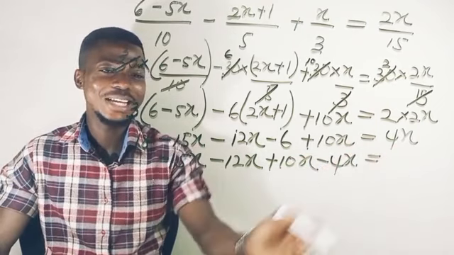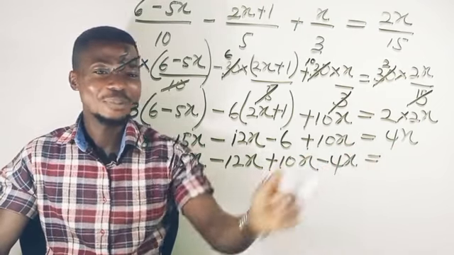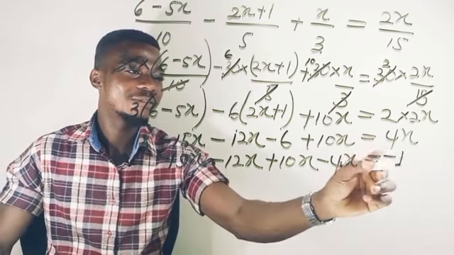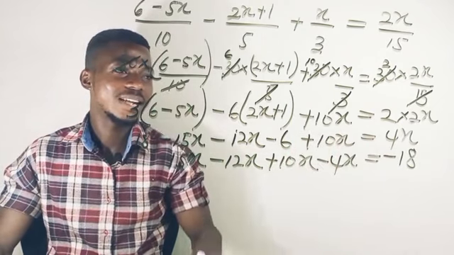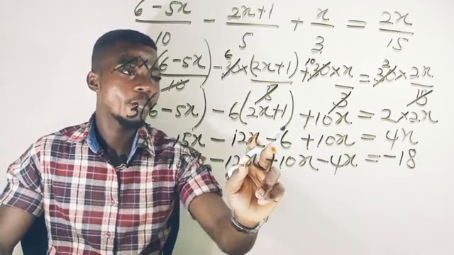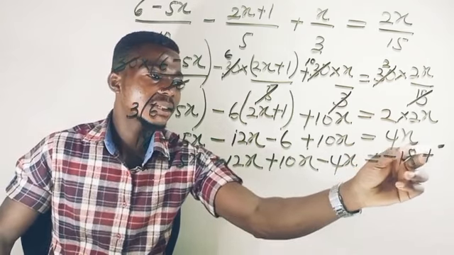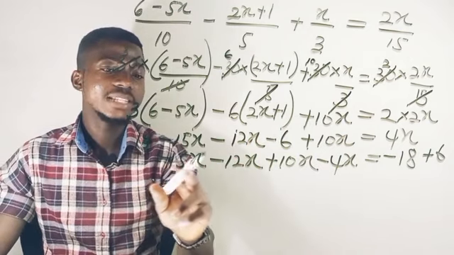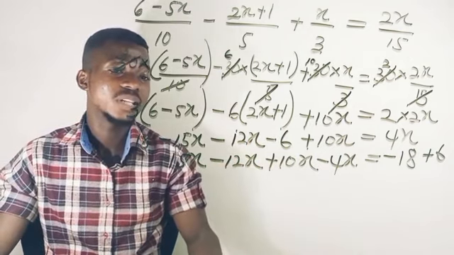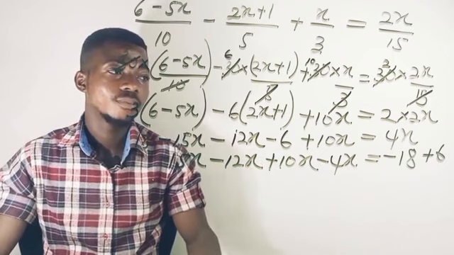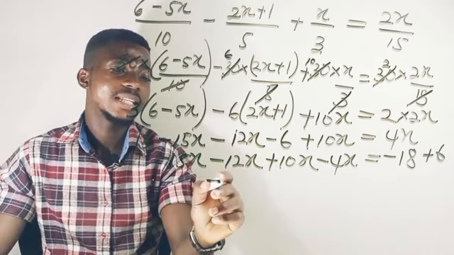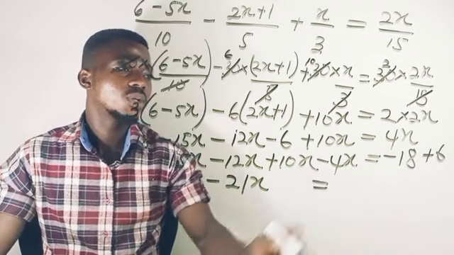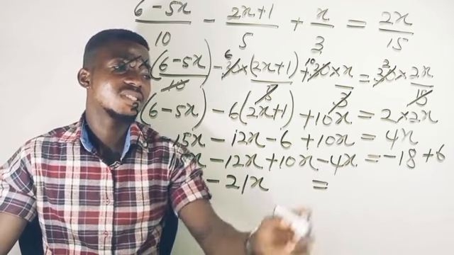It's as if there's nothing here. But hey, we have to check if we can get something and put it here. Okay, yeah, there's 18 here. So we'll move it to the other side. We're going to get negative 18. Let's check. Okay, we have plus 6, minus 6 here. Move it to the other side. We're going to get plus 6. All right, good. So now let's see. We have negative 15, negative 12, negative 10, negative 4. What you're going to get? All right, that should be negative 21x. All right, and equal to negative 18 plus 6 should give us negative 12.